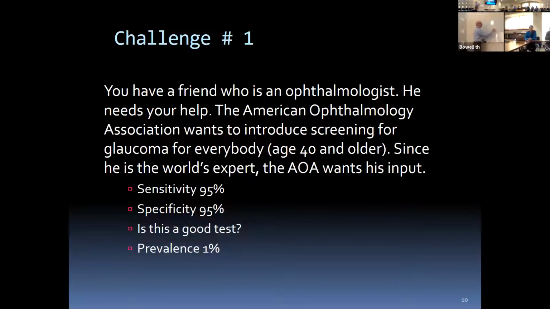9,405 and then 495. Okay, very good. And then up here, 495. And then what do we do here? So this is the positive predictive value. It is what? 95 divided by 5.